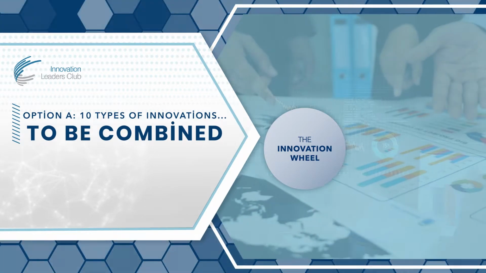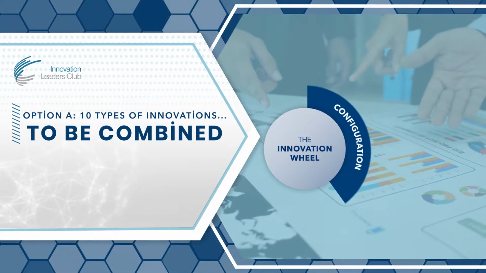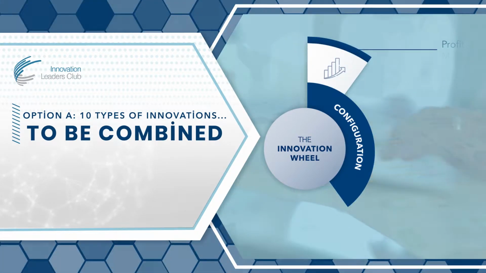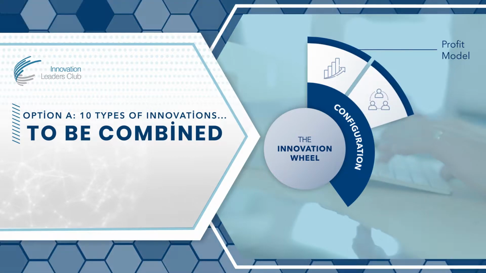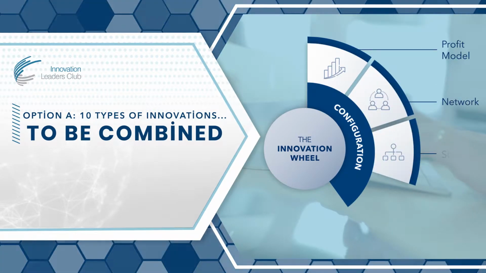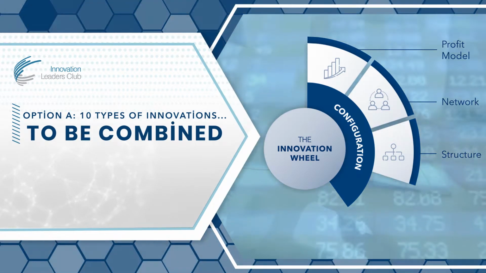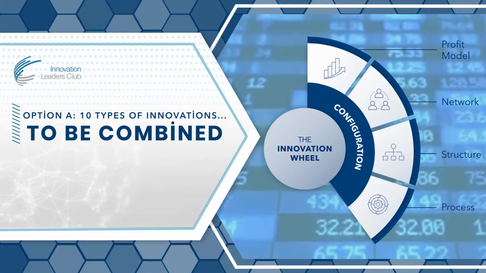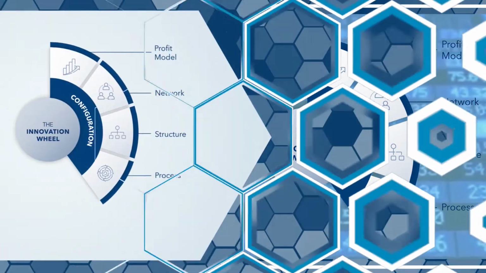Innovations in the configuration category are innovations related to the way the organization operates. They include the profit model, how to make money; the network, connections with others to create value; the structure, alignment with talent and assets, as well as the process, signature or superior methods of doing work.